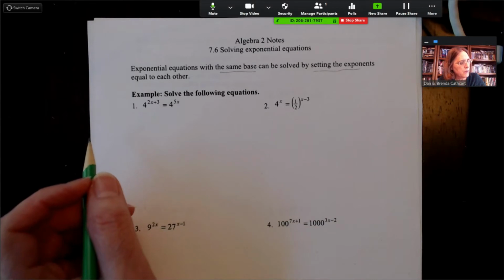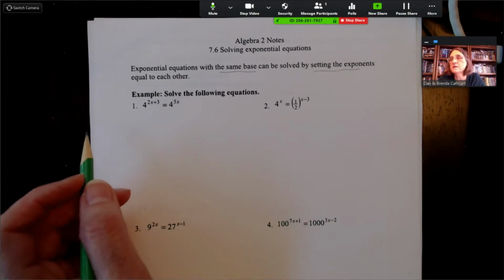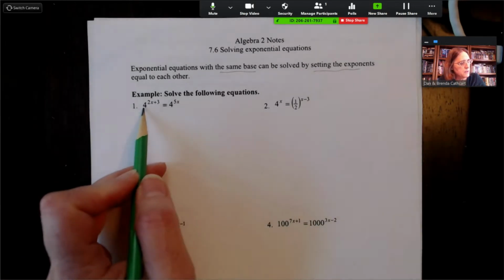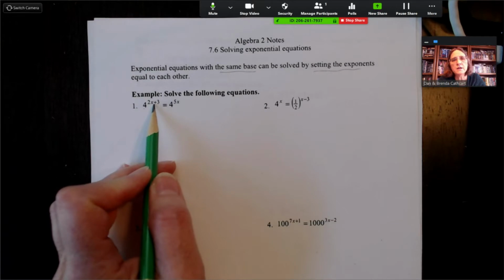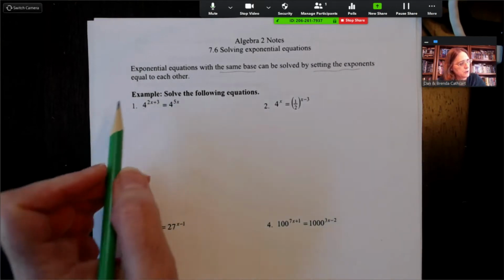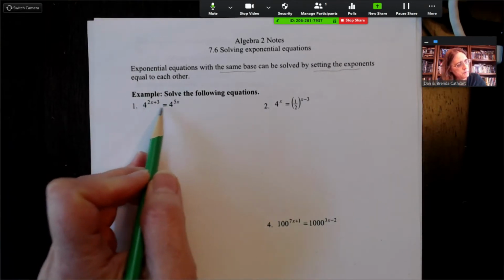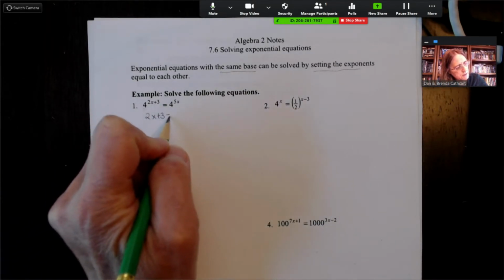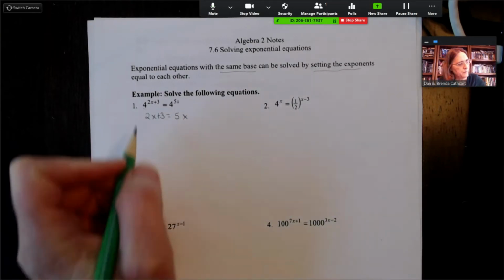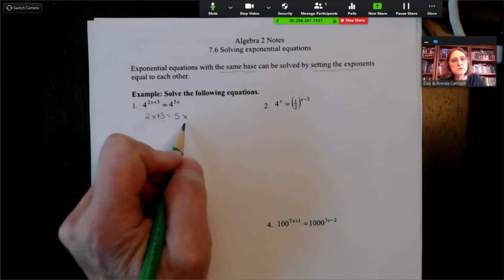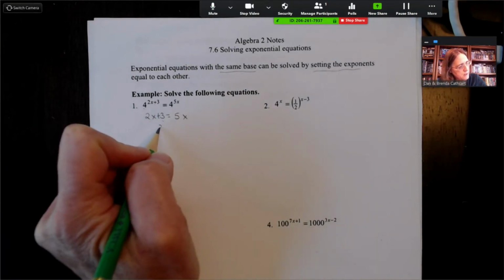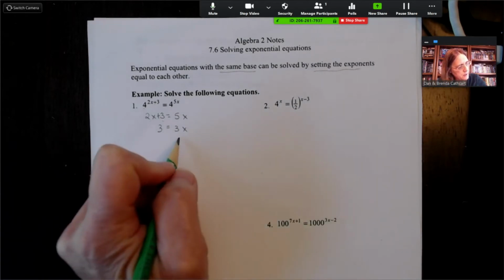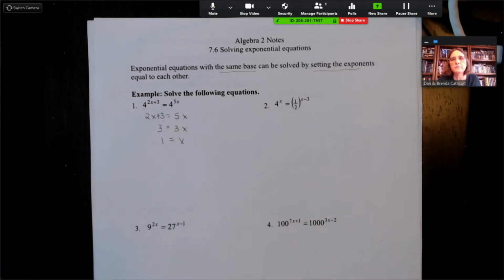So let's start with exponential equations that have the same base. If exponential equations have the same base, because the bases are equal, then the exponents must also be equal. So once we establish that the bases are the same, all we need to do is set the exponents equal to each other and solve. In this case, we have 2x plus 3 equal to 5x. Subtracting 2x from both sides gives us 3 equals 3x, and dividing by 3 gives us x equals 1.